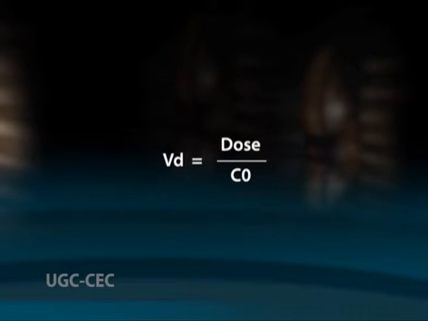For example, if 10 mg of drug is injected into a patient and the plasma concentration is extrapolated back to time 0 and C0 equals 1 mg per liter, then Vd equals 10 mg divided by 1 mg per liter, which is equal to 10 liters.